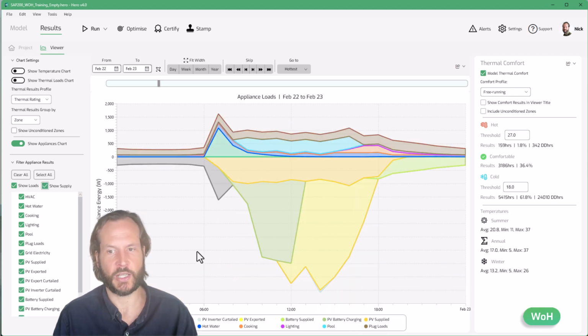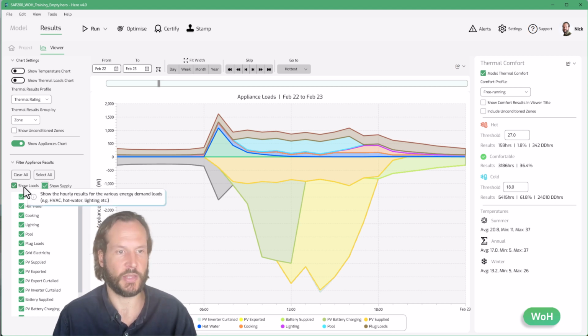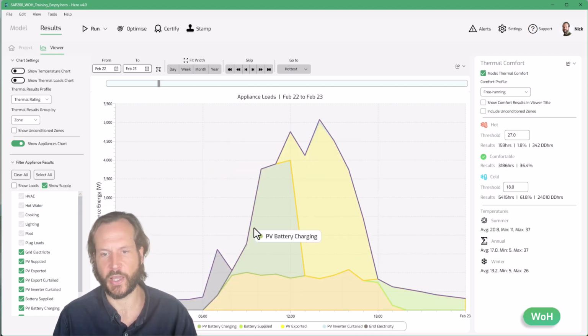And on the negative y-axis, you'll see the fuel results, or you can just highlight that. And again, you see how the various fuels are used throughout the day, and gas and LPG and wood would be shown in here too if you had any.